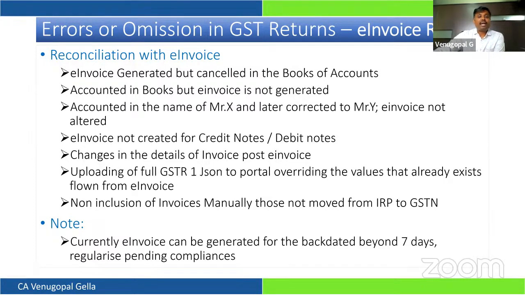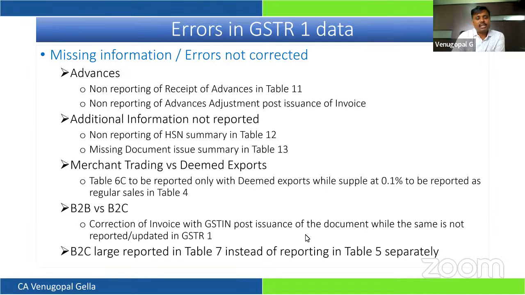Apart from that, what are the errors that happen? Advance received from customers. In case of the service sector, the advances from the customer should be reported and the taxes shall be paid upon receipt of advance. Here, the general non-compliance in table 11, we have advances received and advances adjusted. When an invoice is raised, the advance issued should be adjusted. Such adjustments are not done. That is another common error.